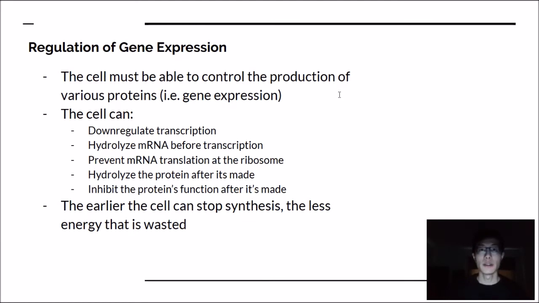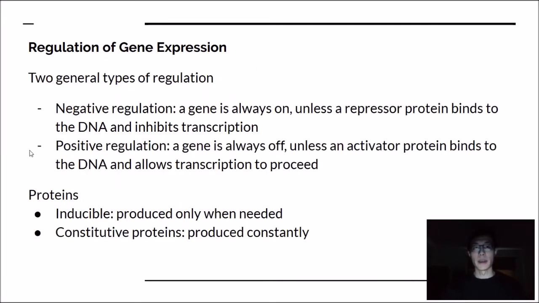So the cell can do a multitude of things, including downregulating transcription, hydrolyzing the mRNA before translation, preventing the mRNA translation at the ribosome, and then other modifications afterwards. So what's really key here is that the earlier the cell can stop synthesis, the less energy is going to be wasted, which is very critical, obviously, for cellular function.